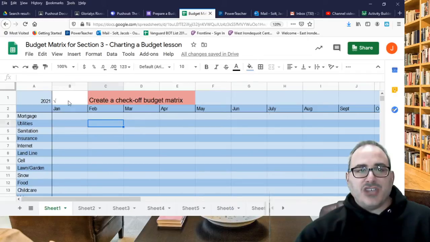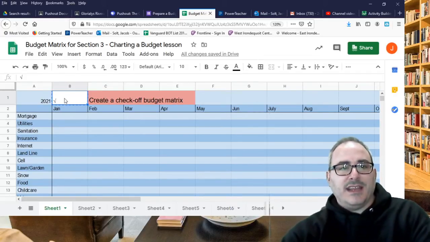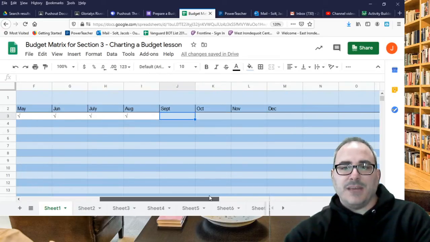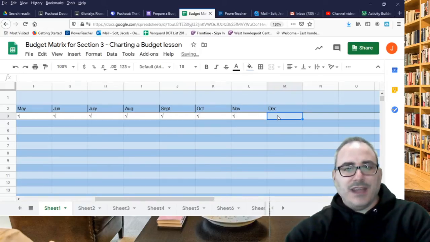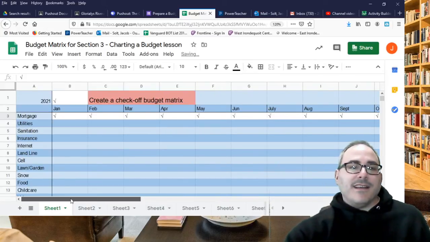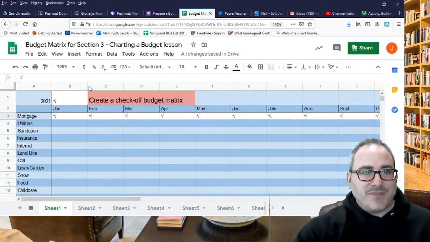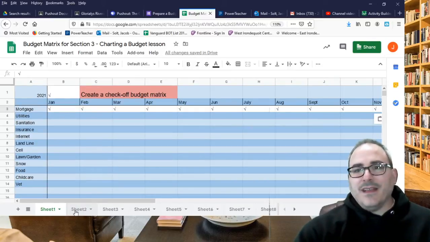You're going to copy the check mark and put it where it belongs. For instance, mortgage, I'm betting, is going to be every month. You're going to paste this every month because mortgage is a monthly payment, right? Piece of cake, right? You see how quickly I did that? That's it. You're creating a budget matrix, a checkoff budget matrix. That's sheet 1. Let's go to sheet 2.